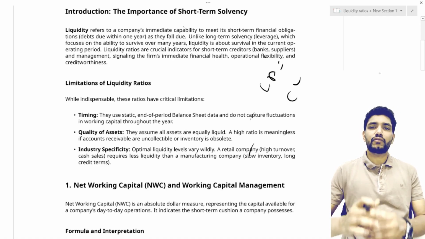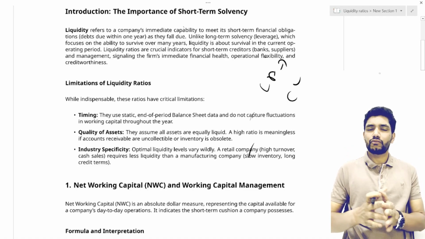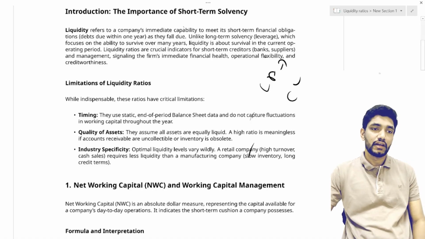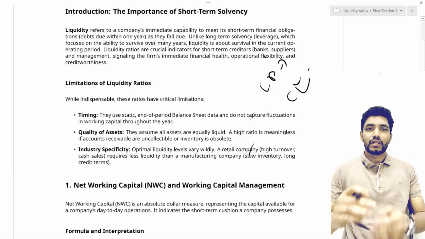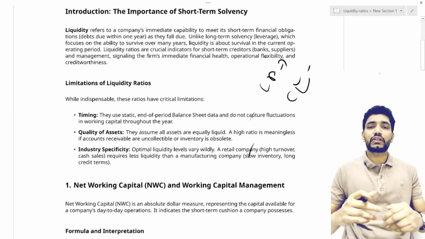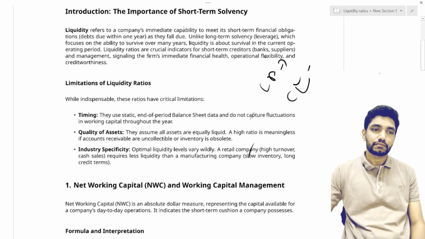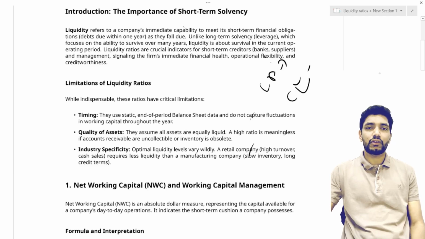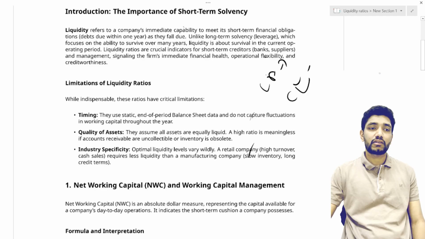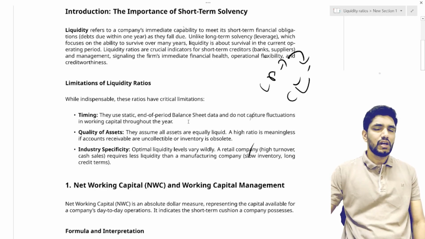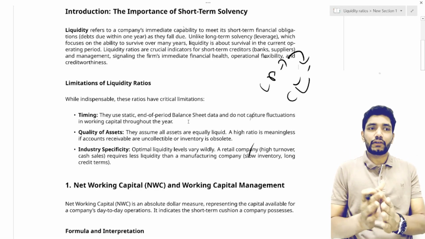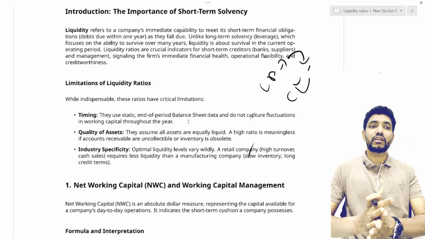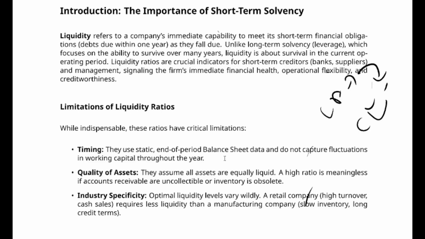Current assets are those assets which can be converted into cash within one operating cycle or within a year. And current liabilities are those liabilities which have to be settled or paid within one operating cycle or within 1 year. So liquidity ratios compare current assets with current liabilities, measuring the ability of a company to meet its short-term obligations by using its own current assets. Liquidity ratios are about the current operating period.